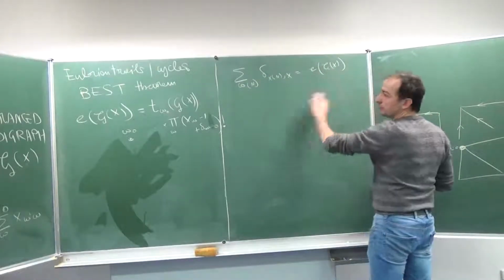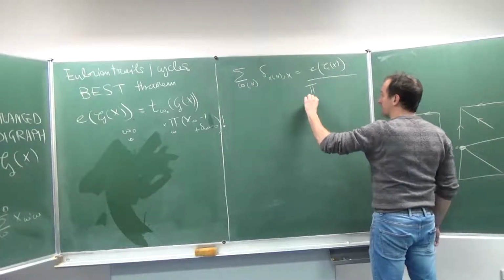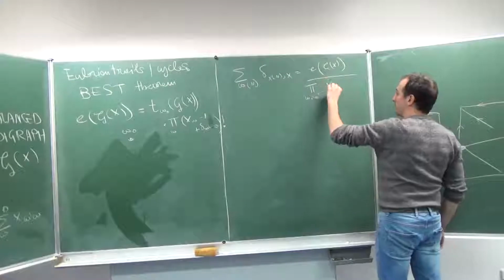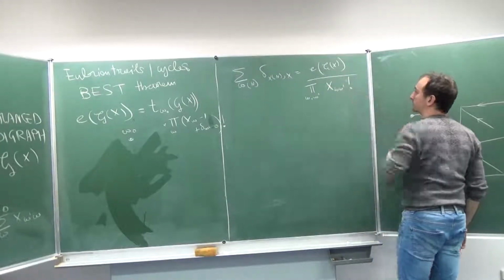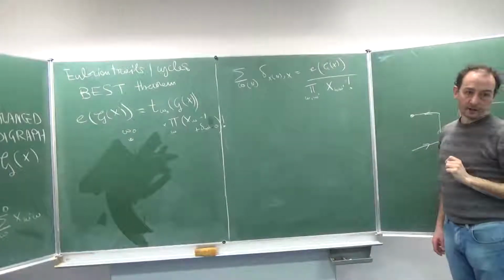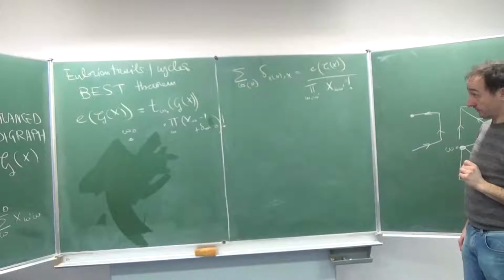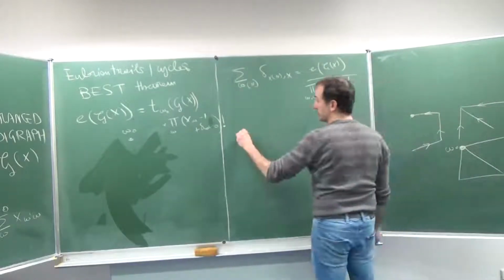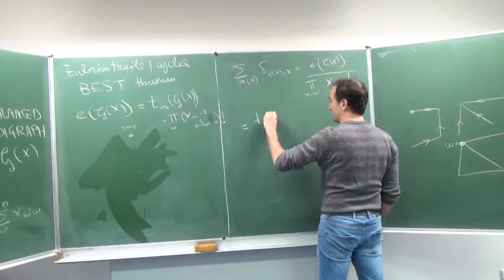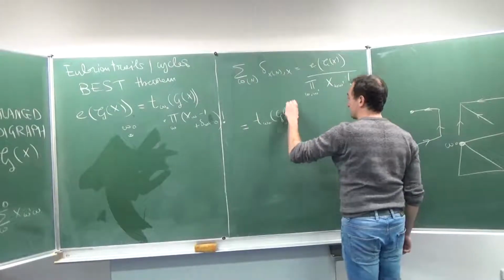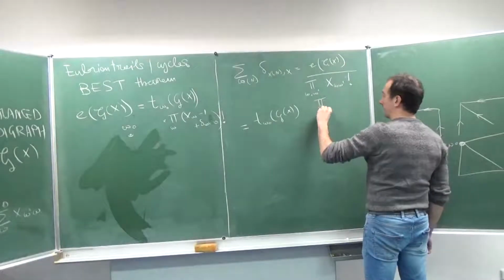So the solution is given by that one, but we have to divide by all the possible choices of the number of transitions. So now we have this nice expression here. It's P omega 0, G x, and then we have all these factorials.